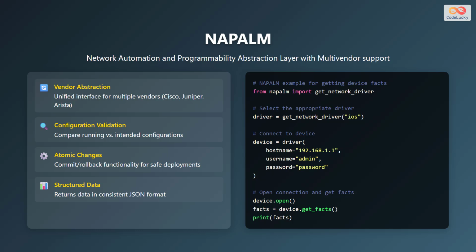In this example, we will get device facts from a network device using the NAPALM library. First, we select the appropriate driver, such as ios for Cisco devices. Then we connect to the device using hostname, username, and password. We open the connection and retrieve device facts using the get_facts method, and then print the results.